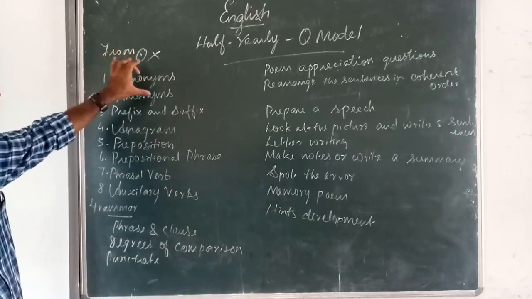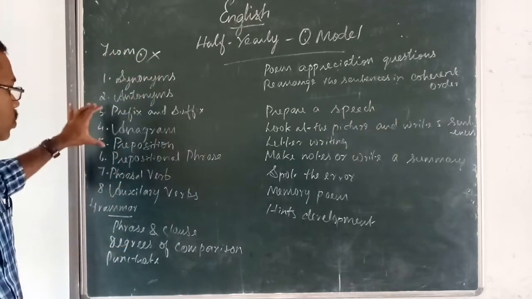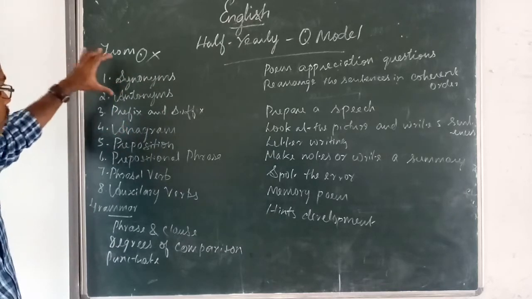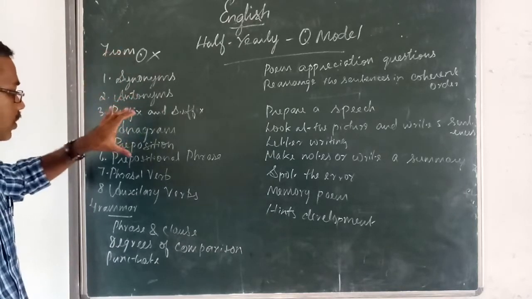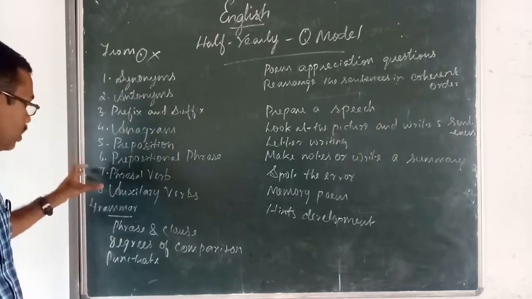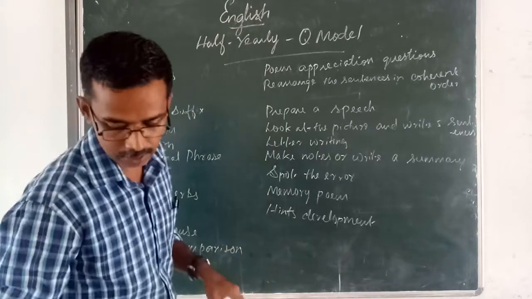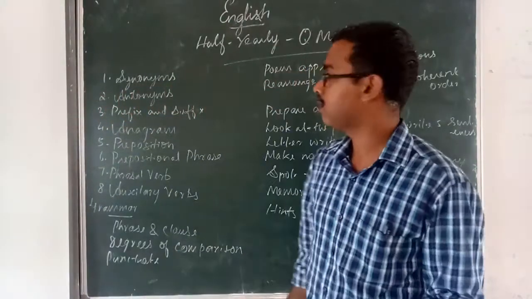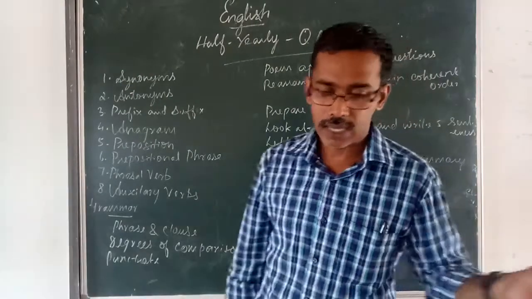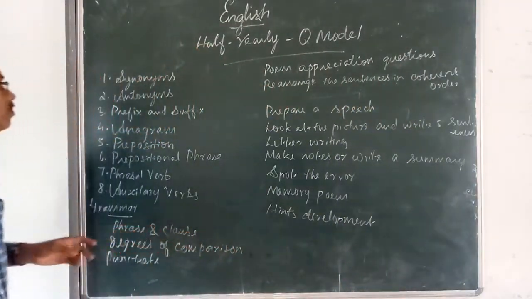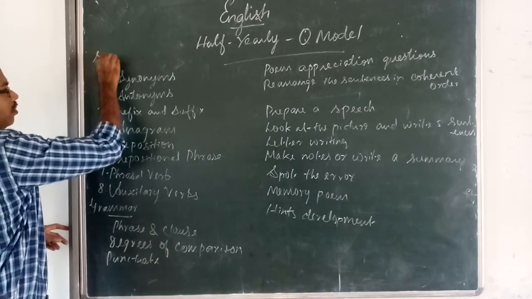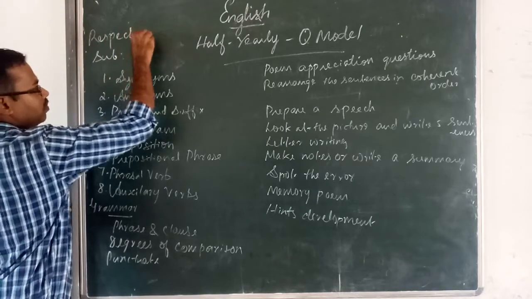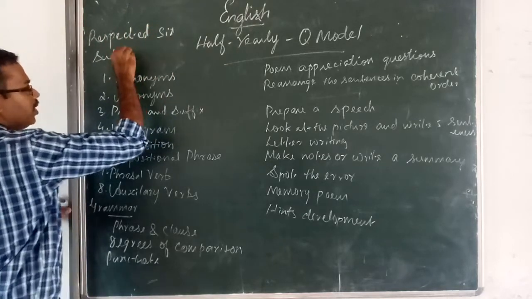From, write the from address, then followed by the address of whom you are writing to. From address means your own address. To address means the address of the person to whom you are sending the letter. Then "Respected Sir or Madam". Then below that, subject.